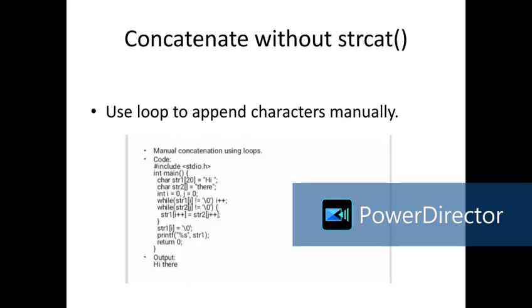Concatenate without strcat. Lastly, let's look at how to concatenate two strings without using the strcat function. It is a useful exercise to understand the inner workings of string manipulation. Manual concatenation. You can append characters from one string to another manually using a loop. This function finds the end of the first string and appends characters from the second string. You manually manage the null terminator at the end.